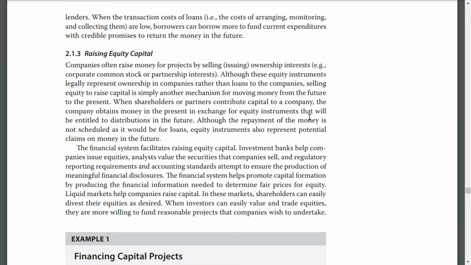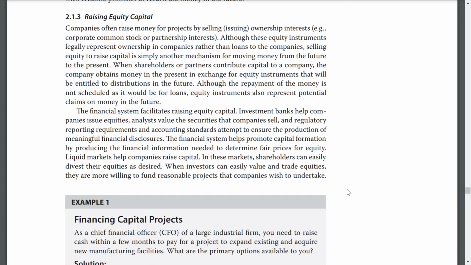The financial system facilitates raising equity capital. Investment banks help companies issue equities. Analysts value the securities that companies sell, and regulatory reporting requirements and accounting standards attempt to ensure the production of meaningful financial disclosures. The financial system helps promote capital formation by producing the financial information needed to determine fair prices for equity. Liquid markets help companies raise capital. In these markets, shareholders can easily divest their equities as desired. When investors can easily value and trade equities, they are more willing to fund reasonable projects that companies wish to undertake.